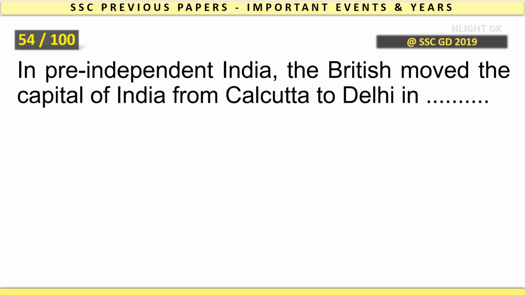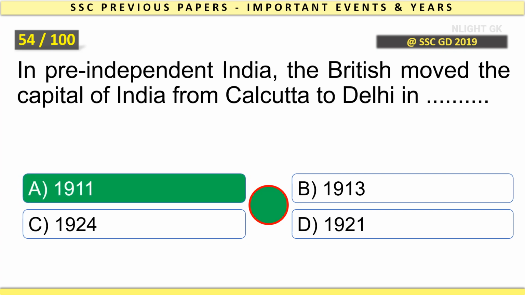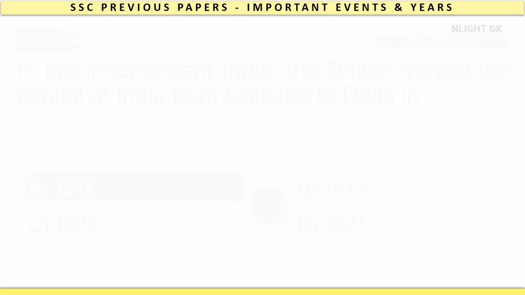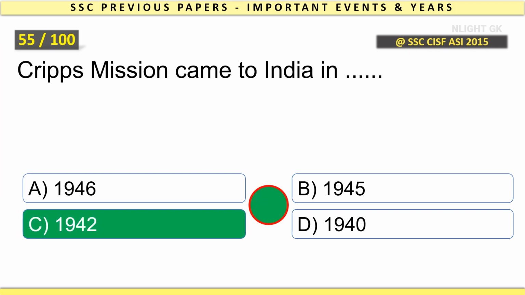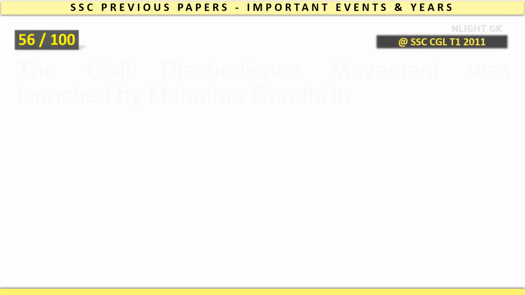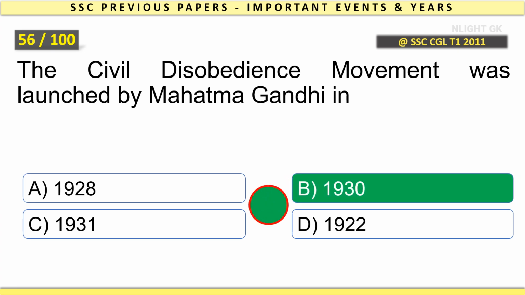In pre-independent India, the British moved the capital of India from Calcutta to Delhi in 1911. Cripps Mission came to India in 1942. The Civil Disobedience Movement was launched by Mahatma Gandhi in 1930.